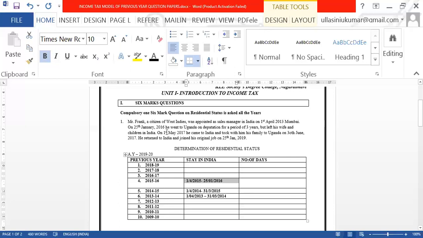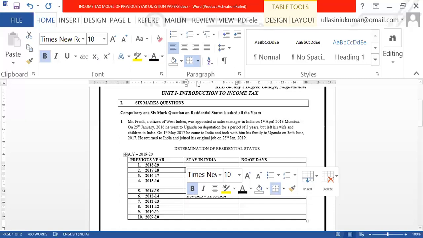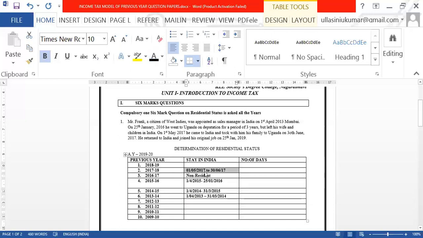But then he came back to India in the year 2017 on 1st May, right? So here 1st May will not be coming in the year 2016-17 since the end of the year is 31st March. So then we'll go to the year 2017-18. He came on 1st May 2017 and was there in India till 30th June 2017. So he has been non-resident in the year 16-17, and for the year 17-18, he stayed from 1st May 2017 to 30th June 2017.